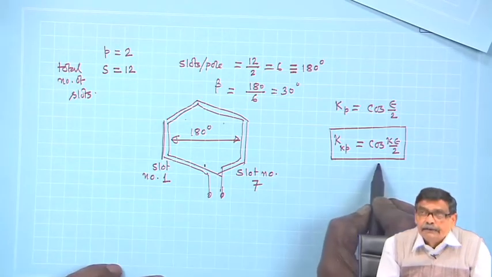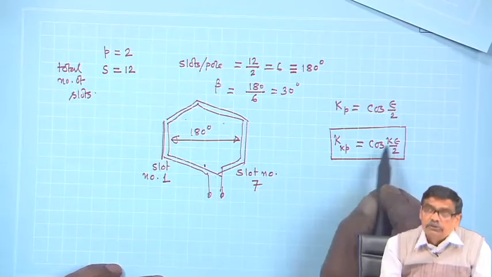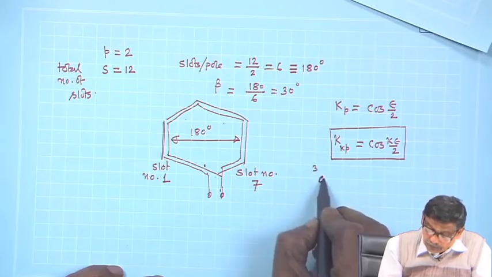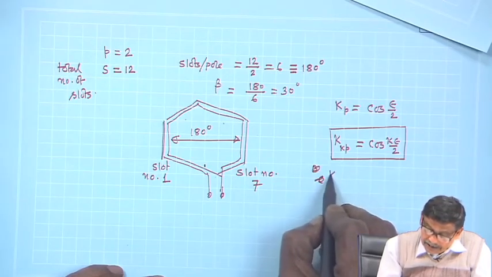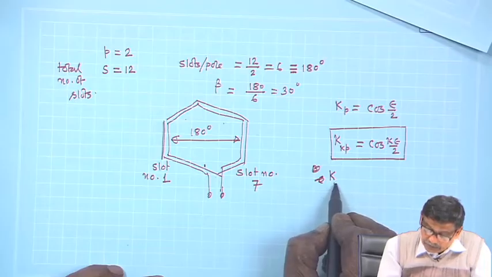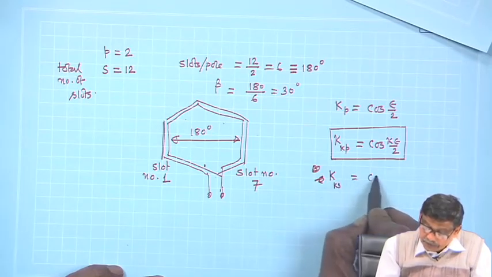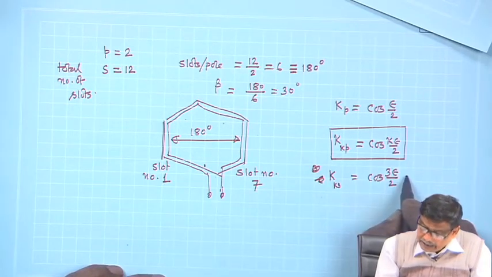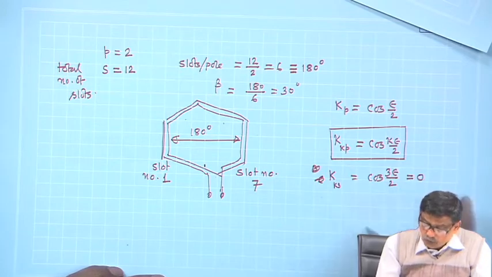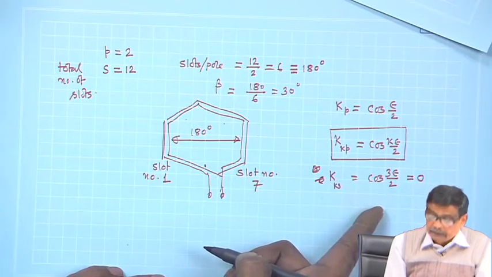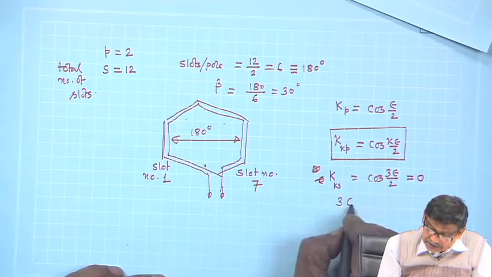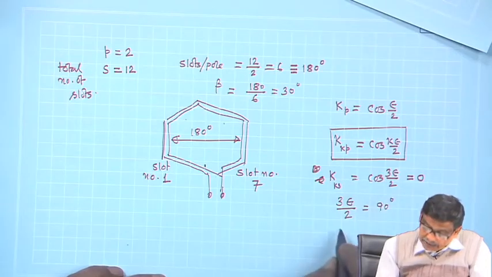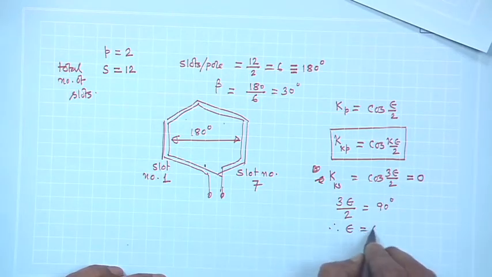one clue is here. Can I choose such a value of epsilon which will make the third harmonic zero? The pitch factor for third harmonic, k3, will be cosine 3 epsilon by 2. Can I make it 0? For what value of epsilon can I do that? Obviously, 3 epsilon by 2 is equal to 90 degree, and I will say epsilon is equal to 60 degree.